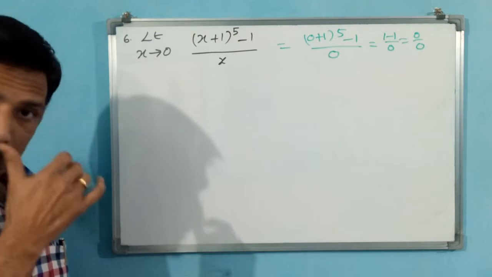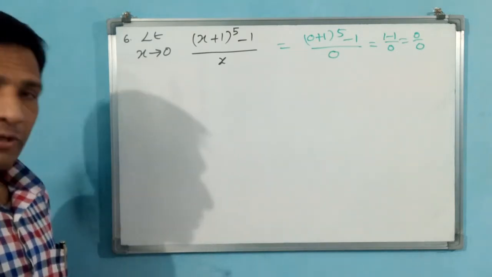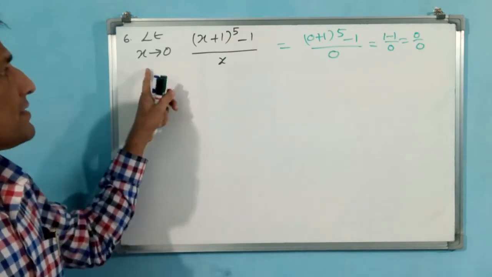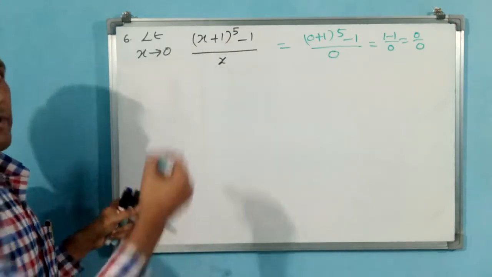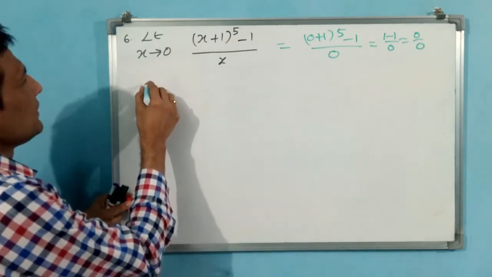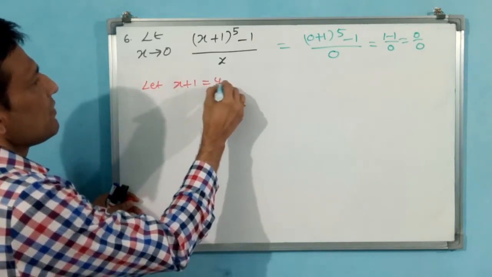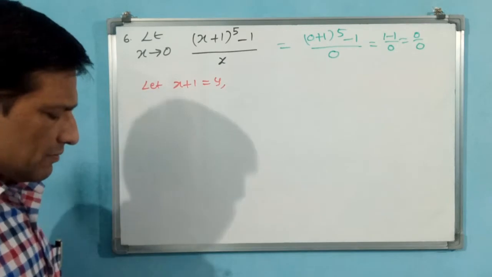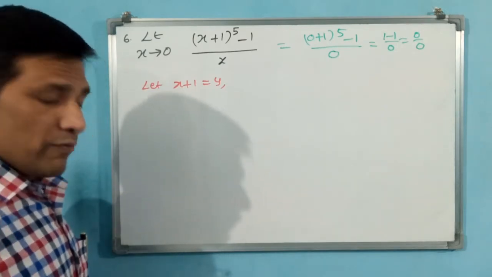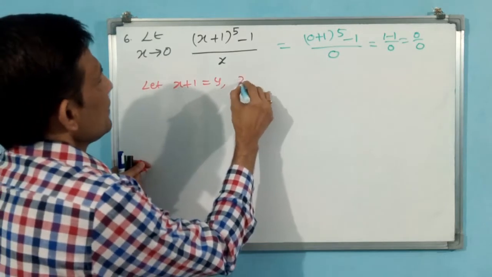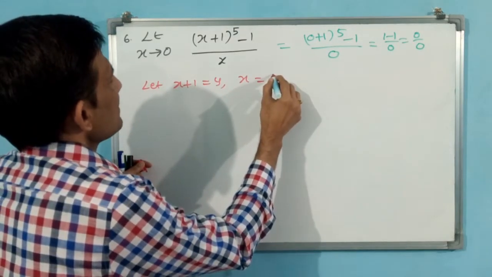Any logic is there? Okay. Such type of questions, normally what we do: here x plus 1 is there. This x plus 1 you make as y. Let x plus 1 is equal to y. Okay. See, if you make x plus 1 is equal to y, automatically x is equal to y minus 1.